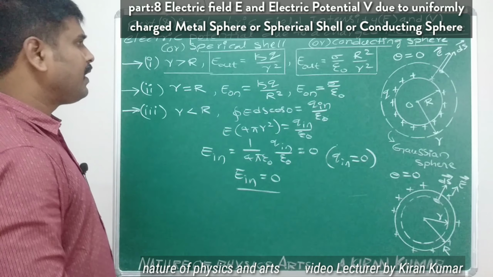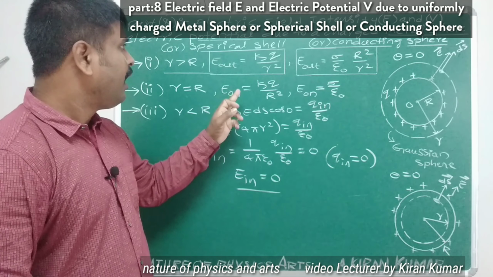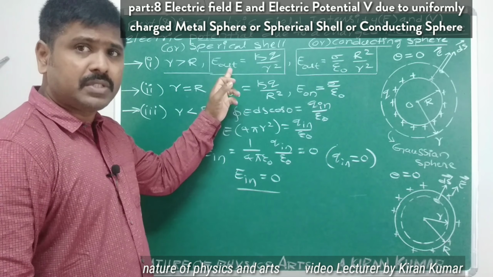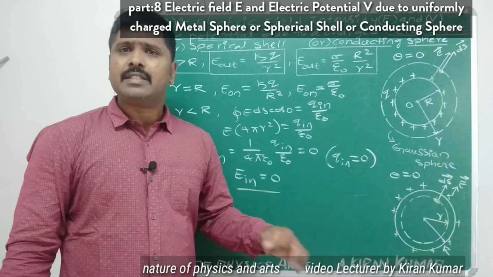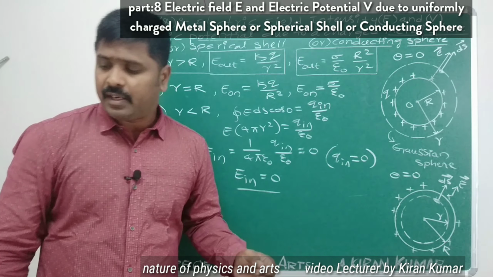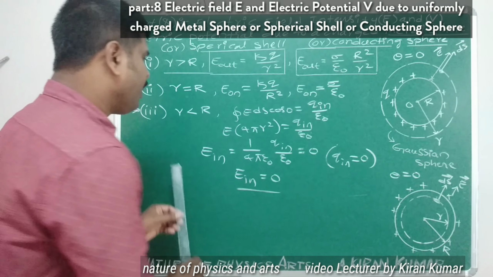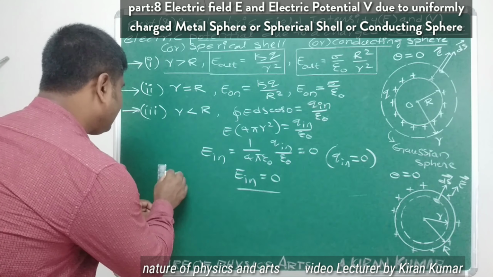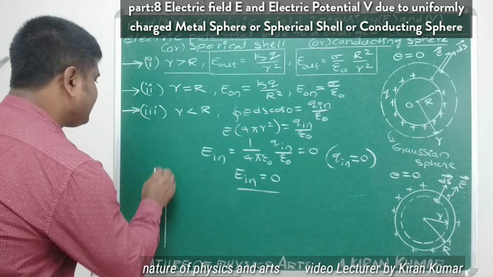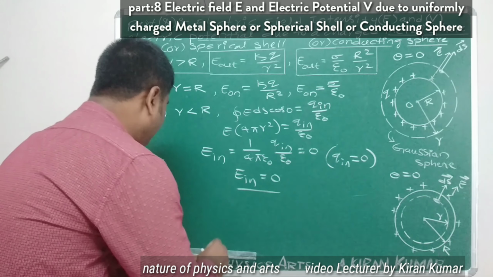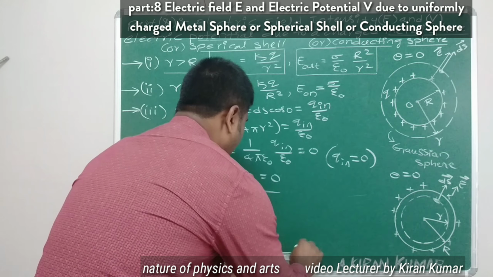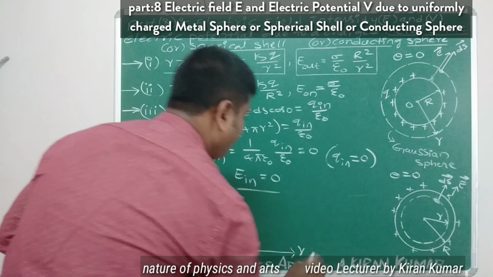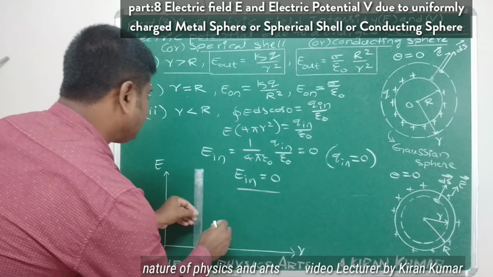So electric field intensity on the surface, the first one is outside the surface, and this is inside the spherical shell. Inside there is no electric field intensity, and we can draw the graph also here. The graph is like this. On the y-axis we consider electric field intensity, and on the x-axis we consider the r value.